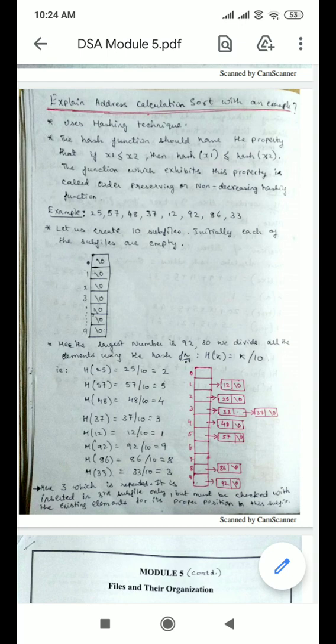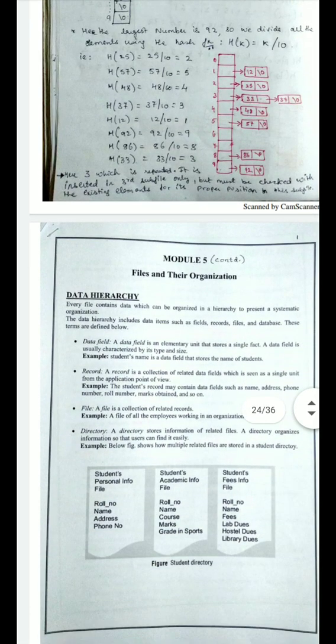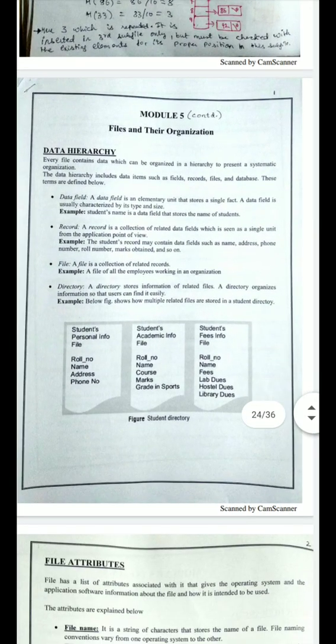Here we are finding the address, that is nothing but performing the sort operation. Based on the hashing concept, we are generating the address and storing the records, and based on that we are performing the sorting techniques. So this is about the address calculation sort. Next we'll see the major part of this module 5, that is file and its organization.